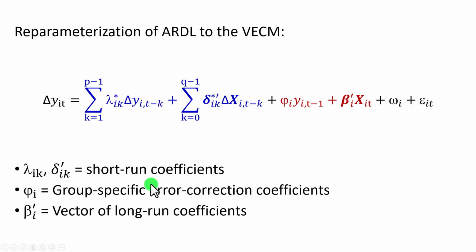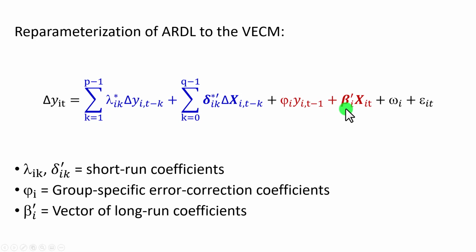By reparameterizing the model, we come up with the panel ARDL vector error correction model, which shows the short run terms in blue and the long run terms in red. The short run coefficients with which to infer on short run Granger causality are lambda and delta, while the long run coefficients are phi and beta within the long run representation in the model.